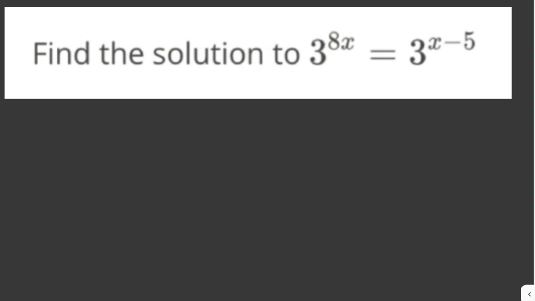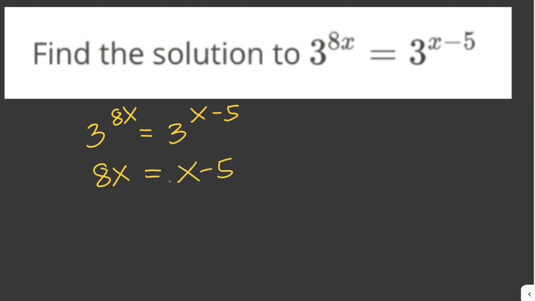Alright, let's solve another one. Find the solution to 3 to the 8x equals 3 to the x minus 5. So in this case, both sides of the equation have the same base. So we just have to equate the exponents. So this is 8x equals x minus 5.